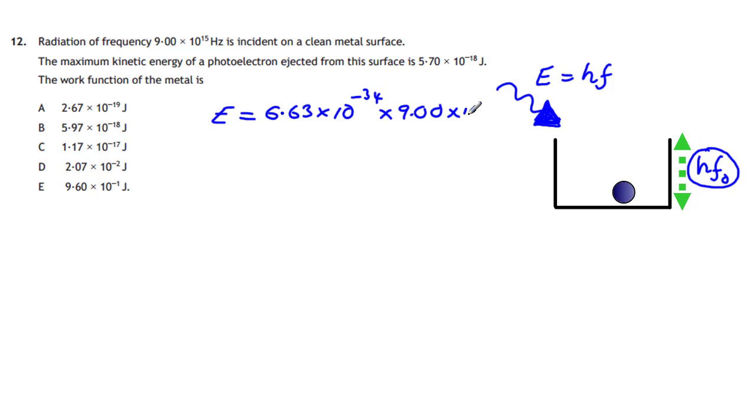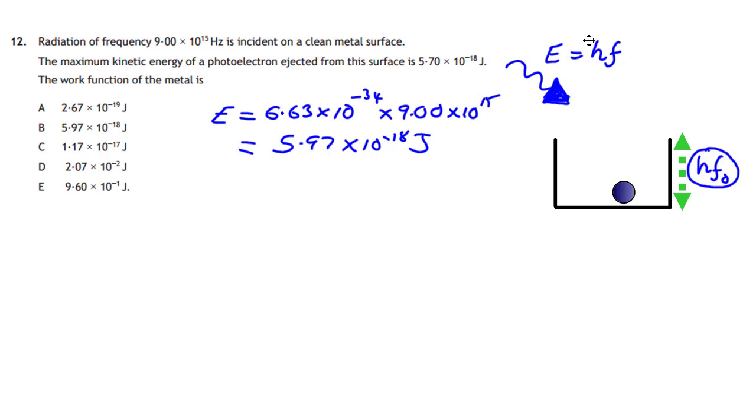9.00 times 10 to the power 15. Leave the units out for the moment. So the energy of the photon, we work it out, is going to be 5.97 times 10 to the minus 18 joules. So that's going to be the energy of this incoming photon.